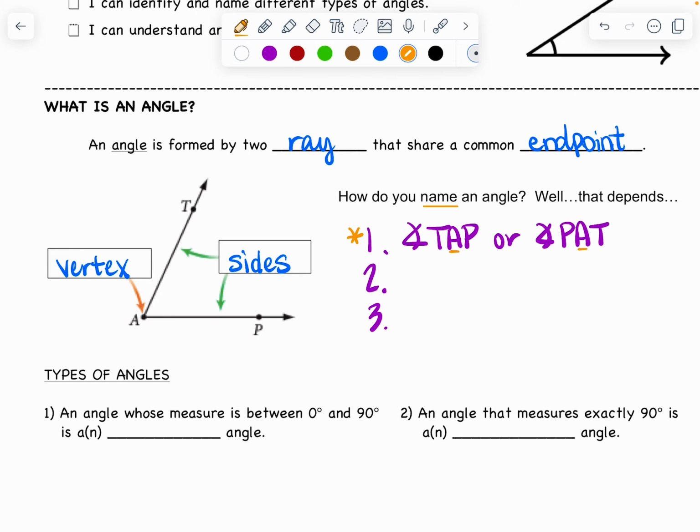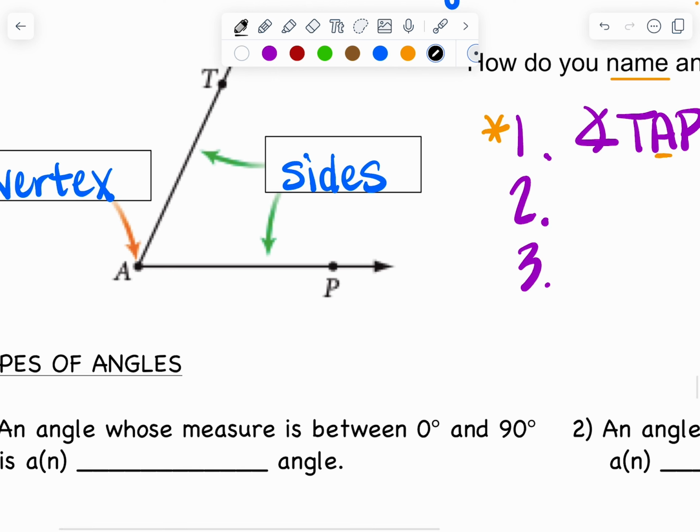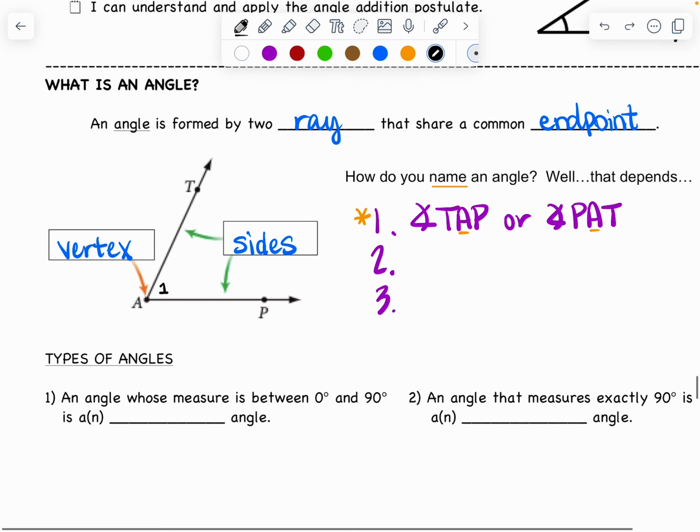Sometimes, especially if a picture is super busy and there's lots of angles going on, you may occasionally see a number. I'll just put a 1 right here. It could be a 1, 2, 3, 4, 5, whatever number it wants to be. So you might notice a number inside the angle near the vertex point. If you see that in your diagram, then instead of using the 3 letters to name the angle, you are welcome to just name it angle number 1. And that is okay.